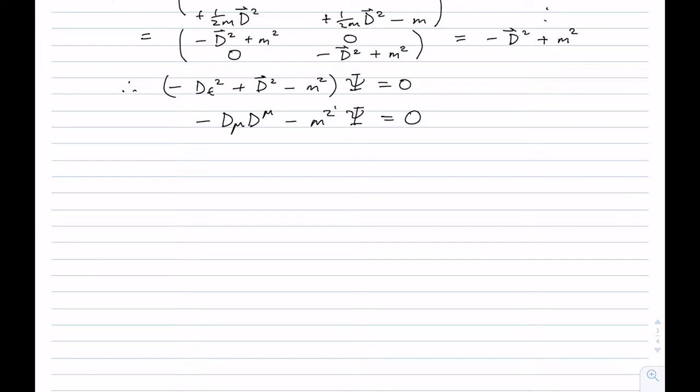And so therefore d mu d mu plus m squared applied to phi and chi equals 0. So this is actually two equations, and what this shows is that each component, phi and chi, each separately satisfies the Klein-Gordon equation. In other words, both the upper and the lower components are solutions of the Klein-Gordon equation in and of themselves.